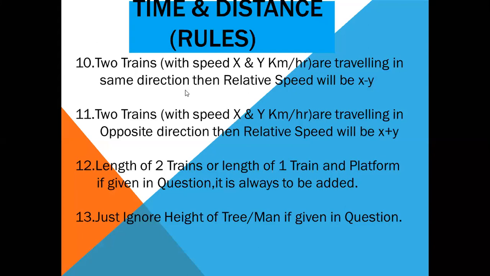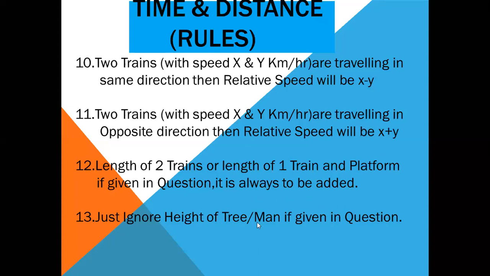In the same way, if two trains are traveling in opposite directions, then for the relative speed we have to add the speeds. Suppose the speed of the first train is 60 km per hour and of the second train 40 km per hour, then the relative speed would be 60 plus 40, 100. And the length of two trains, or the length of one train and a platform, if given in the question, is always to be added, irrespective of whether you're going in the same direction or the opposite direction. It doesn't matter.